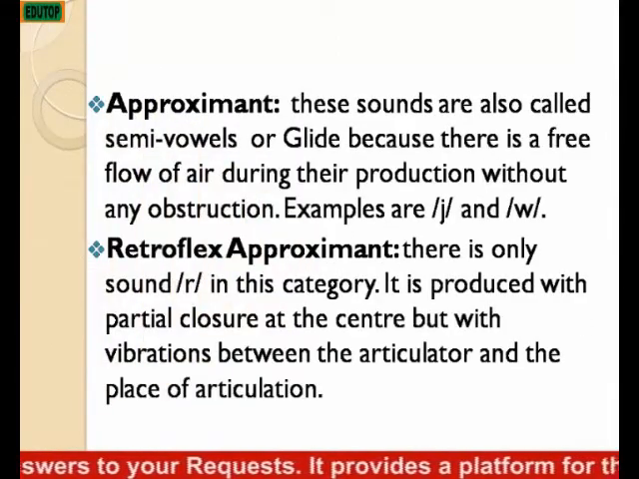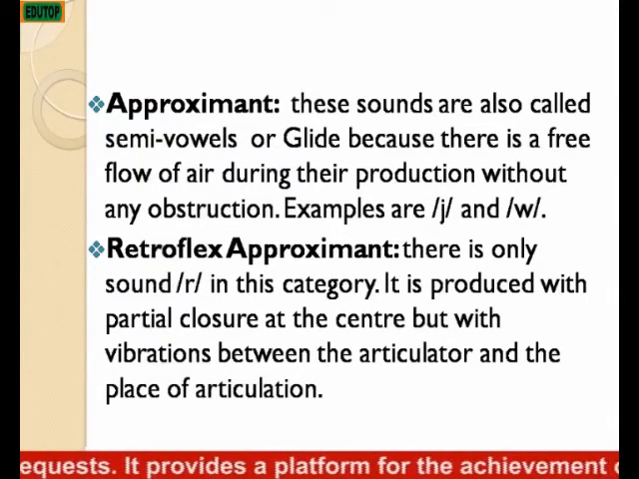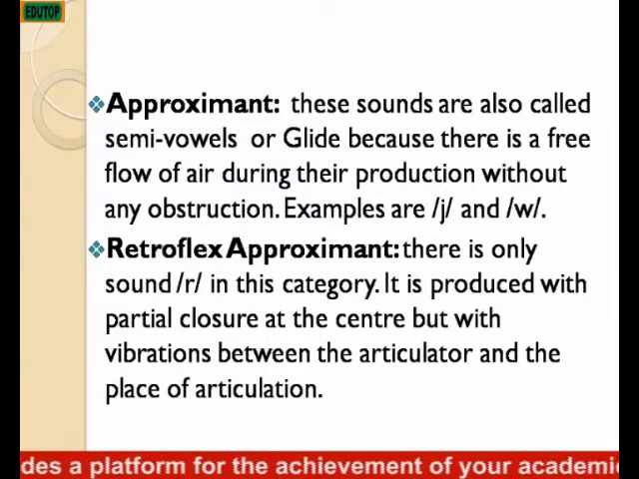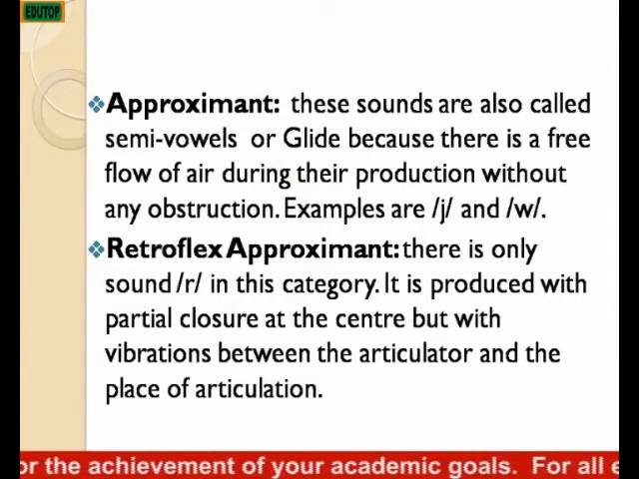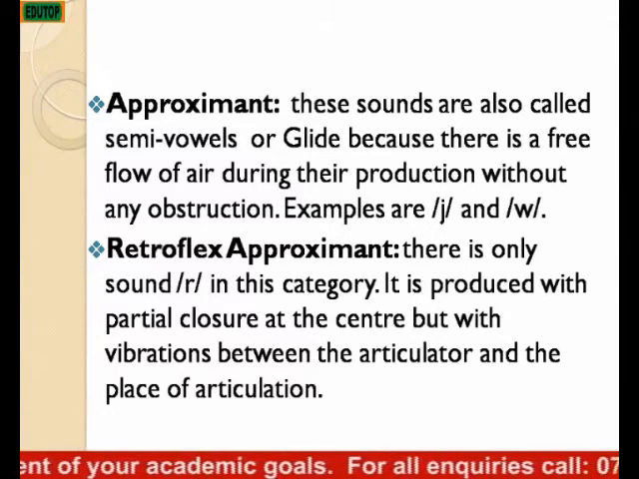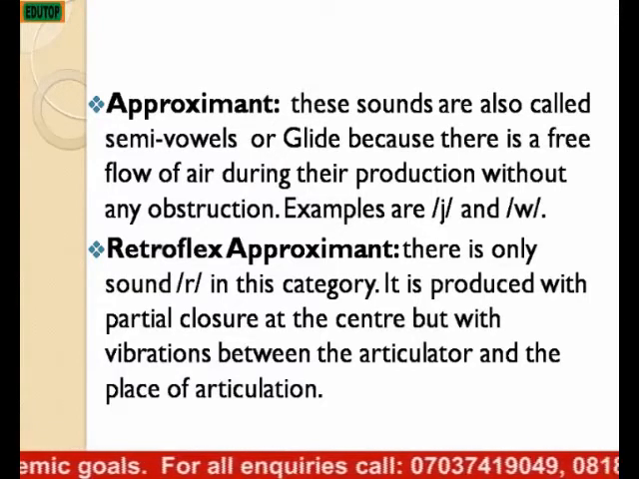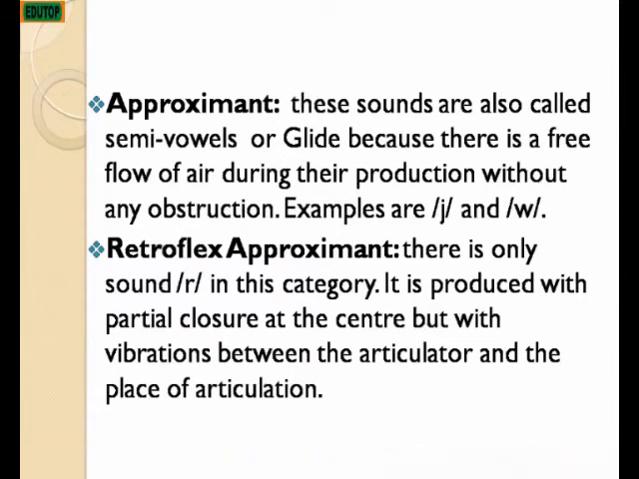We have approximants. These are sounds that are also referred to as semi-vowels because there is a free flow of air during their production and there is no obstruction. So examples include j and w. Retroflex approximants. There is only one sound in this category, and it is produced with partial closure at the center, but with vibrations between the articulator and the place of articulation. The only retroflex approximant sound is r.